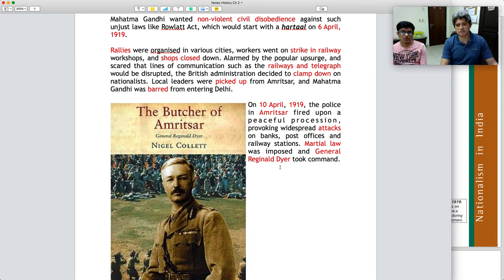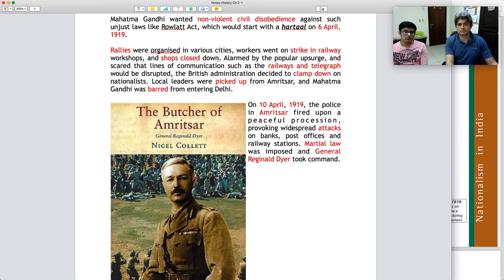A hartal is a strike, where you are not doing your duties, you shut down everything, the shops are closed, and the administration is not functioning. There is a hunger strike also, where you stop eating, but obviously this wasn't a hunger strike. So rallies were organized in various cities. Workers went on strike in railway workshops. Shops were closed down.